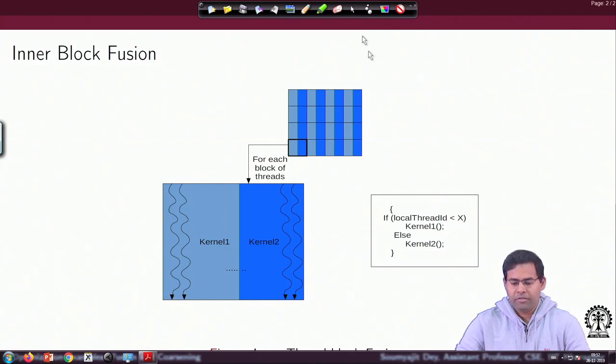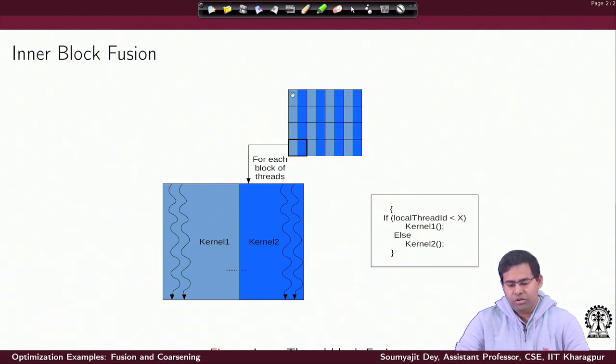Once we compute the local thread ID, we figure out the position of this thread inside this block. We decide whether the threads with the smaller local thread IDs perform the activity for kernel 1 or kernel 2, and then we write the code and put in the activities like this. Suppose for kernel 1 the number of threads per block is x.